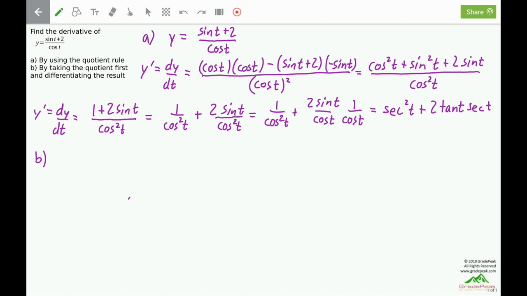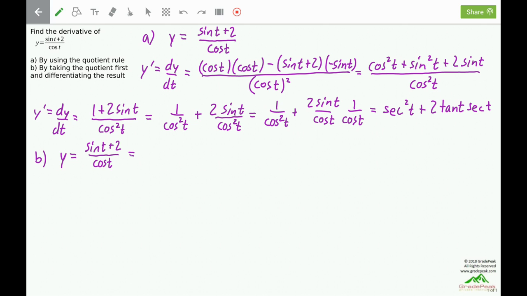For part B, we're going to take the quotient first. So I'm going to rewrite the y exactly as given. Since we have a single term in the denominator, it's not added or subtracted together with anything, we have the option of taking the quotient first and directly by separating each of the terms in the numerator over that common denominator.